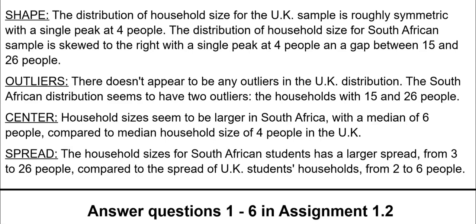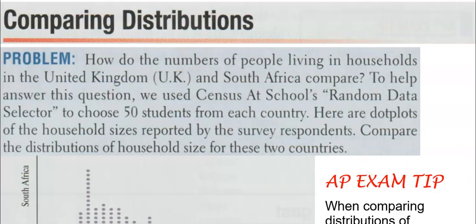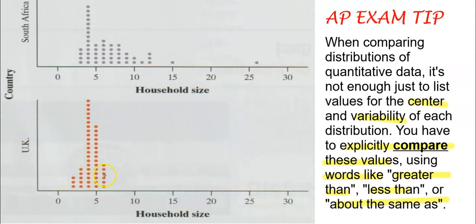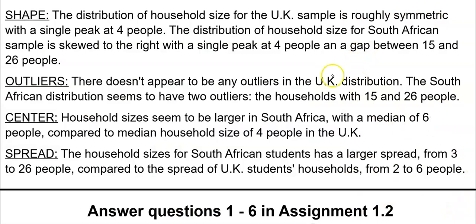Do not only describe the two shapes independently of each other. Compare them. So for instance, here, the distribution of household sizes in the UK sample is roughly symmetric. If we look at the UK, the left side kind of mirrors the right side. And you're like, well, but that has a huge peak. That's why we use the word roughly. There is no obvious skew. So it's roughly symmetric. That's what we mean. It describes a single peak at 4 people.